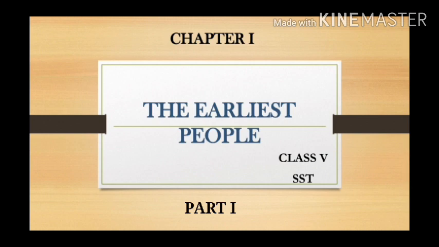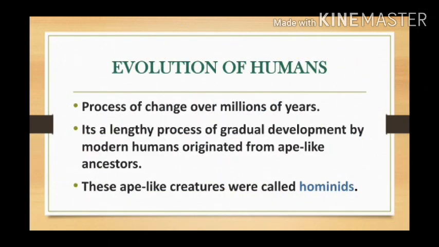So let us begin. Our first topic is evolution of humans. Here, the word evolution means development of something over a period of time. Therefore, here we will learn about how humans developed over a period of time. In fact, human evolution is a process of change, a change that took place over millions of years, by which modern humans evolved from early human ancestors.